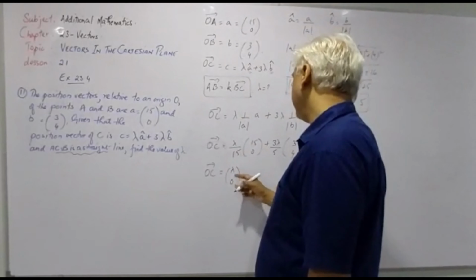So let me do it over here. OC is equal to (lambda plus 9 lambda over 5, 0 plus 12 lambda over 5). There you go. Let's take the LCM. 5 is the LCM, so (5 lambda plus 9 lambda) over 5, and 0 plus 12 lambda over 5. So what is OC equal to? OC is equal to 5 plus 9 will give you 14 lambda over 5, and this will give you 12 lambda over 5. This is what OC is equal to.